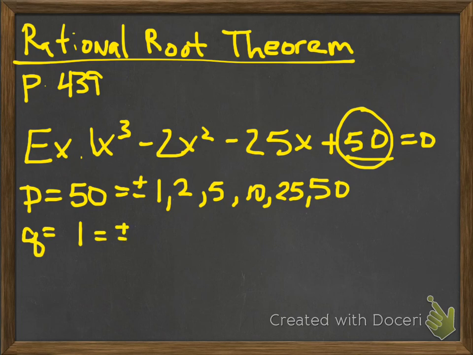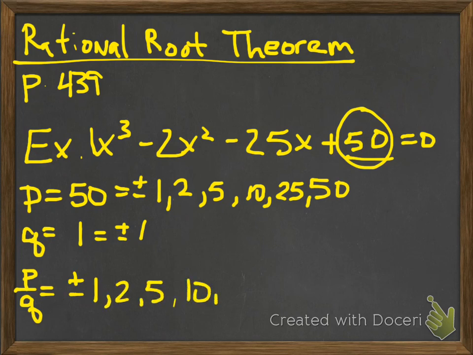Plus and minus 1. Then the rational root theorem says if you take all the p's and all the q's and divide them, those are the possible answers you could have. So here I have plus and minus 1, 2, 5, 10, and 25, and then 50. So we've got those. Those are all my possible answers. Remember, it's positive 1 and negative 1. Positive 2 and negative 2. Positive 5 and negative 5, like that.